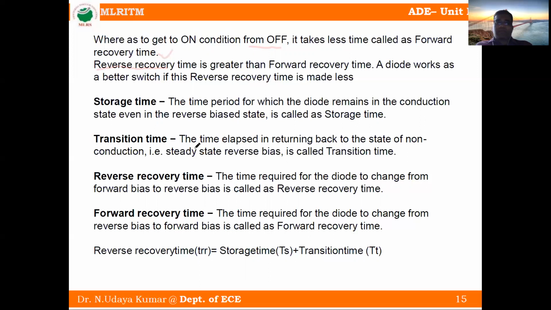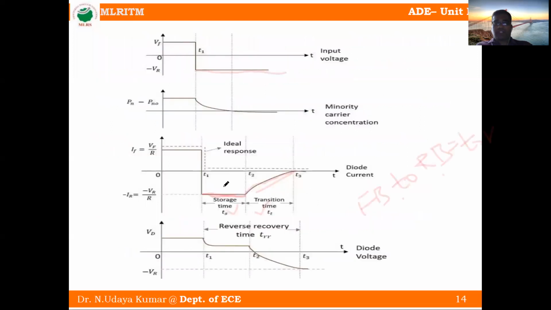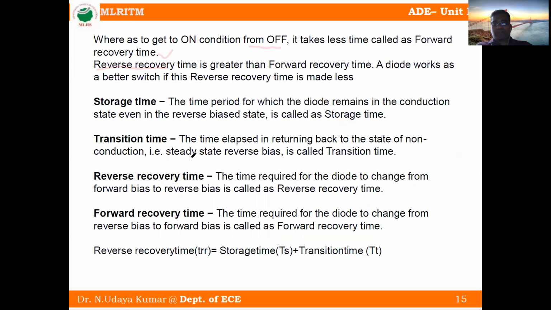Next is transition time. The time elapsed in returning back to the state of non-conduction is called transition time. Steady state reverse bias is called transition time. So that means returning back to the state of non-conduction. See in this figure, it is the conduction, it is going to the non-conduction state, this period we call transition time. This is the definition.